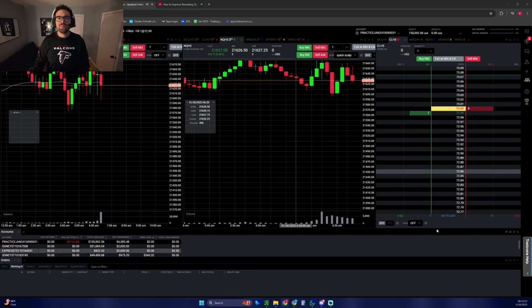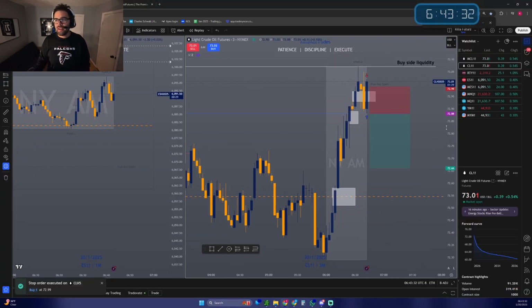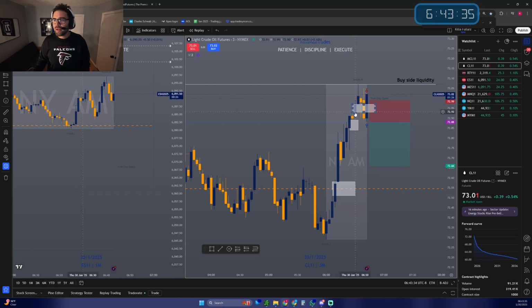Stop filled. Okay, first trade of the day. That's a full 1 hour loss. I think it was a good setup. 3 minute, maybe the gap was a little too small. 4 point gap, that might have been it.